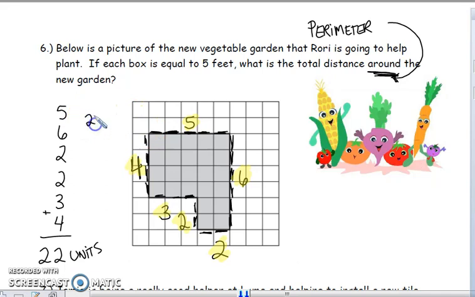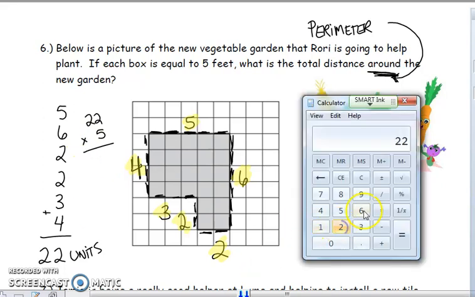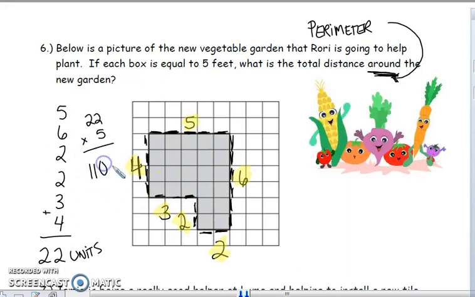Now, each of these is worth 5. So what am I going to do with the 22 and the 5? I have multiple ones worth 5. So I'm going to multiply. So 22 times 5 gives me 110 feet. So this is my final answer.